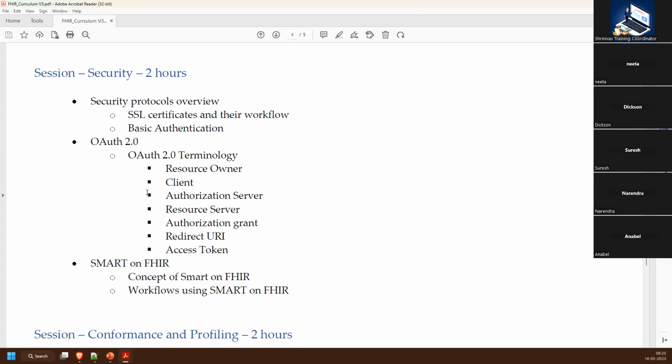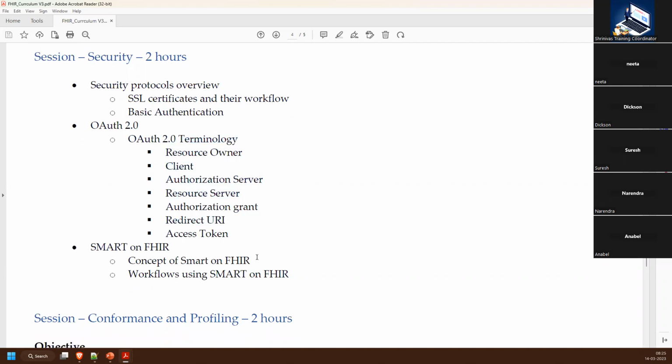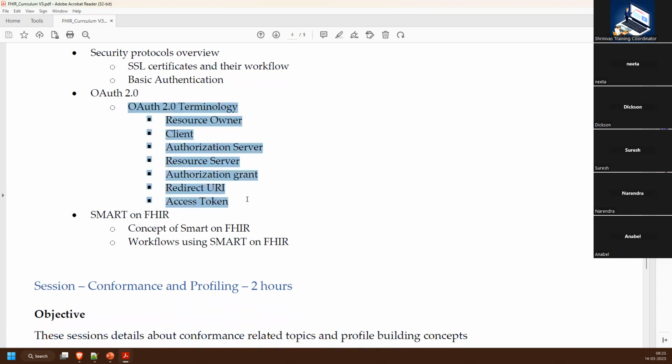What is Smart on FHIR? Why is it introduced? What are the advantages of it? Smart on FHIR is built on top of OAuth2. So the protocols, everything that you have as part of Smart on FHIR can be easily understood if you understand OAuth2 terminology or OAuth2 workflow very well. That's the reason we are going to cover it in detail.